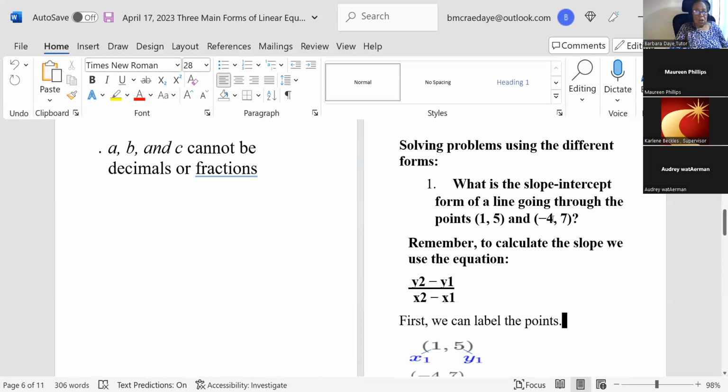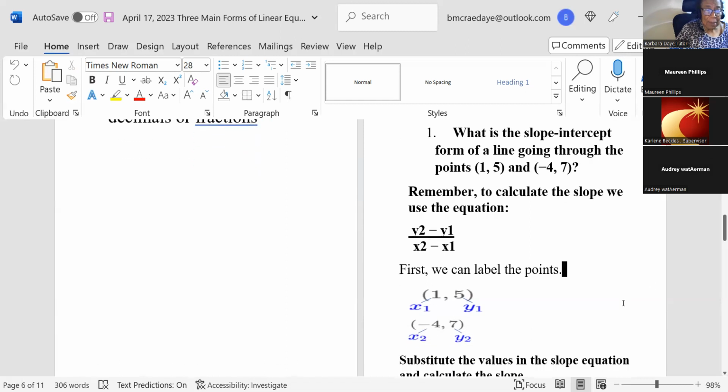Now, it doesn't matter. You could call -4 and 7 x1 and y1, and call this x2, y2. It'll come out the same. But once you label them, don't mix and match. Either this is your first set and this is your second set. So the best way to do this is just label them.